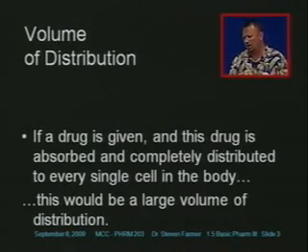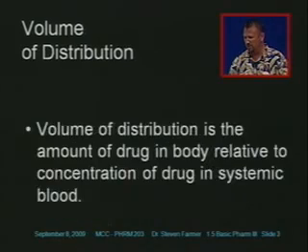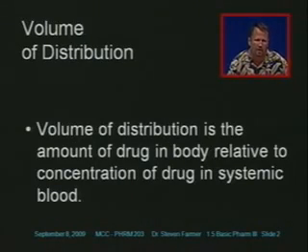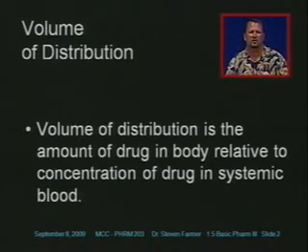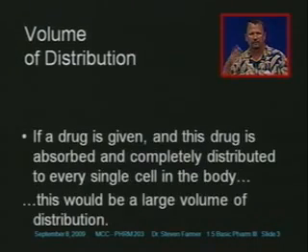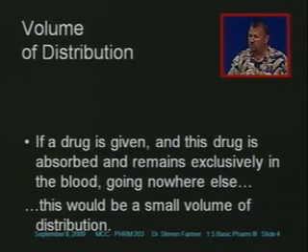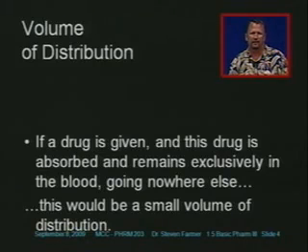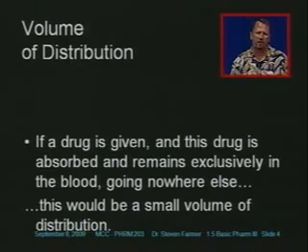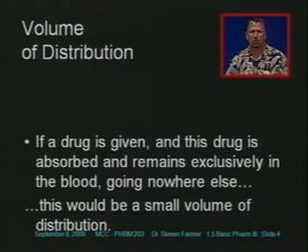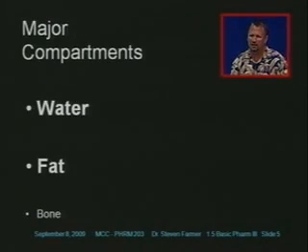So if we give a drug, and this drug is absorbed and completely distributed to every cell in the body, this is a very large volume of distribution, because remember, our volume of distribution is the amount of drug in the body relative to the concentration in systemic blood. So if I give a drug and the drug goes everywhere, that's a very large volume of distribution. If I give this drug and the drug is absorbed and just stays in the blood, doesn't go anywhere else, not absorbed by any of the other cells, just stays in the blood, that's a small volume of distribution. About as well as I think I can explain that.